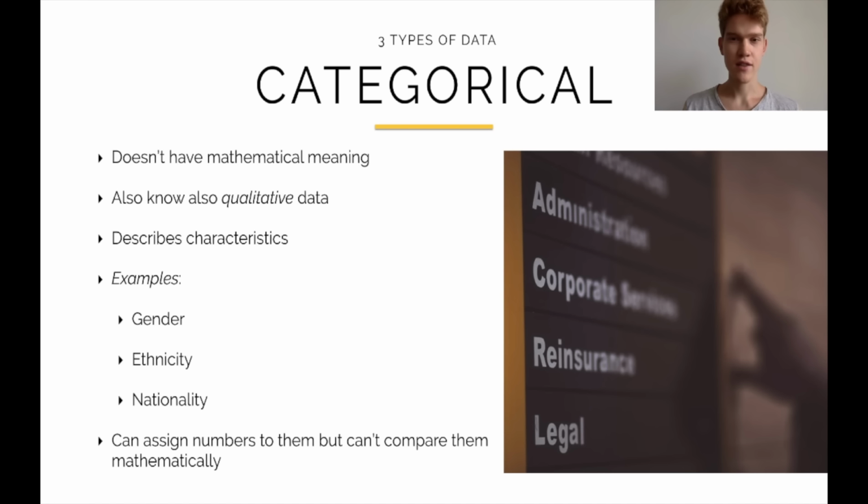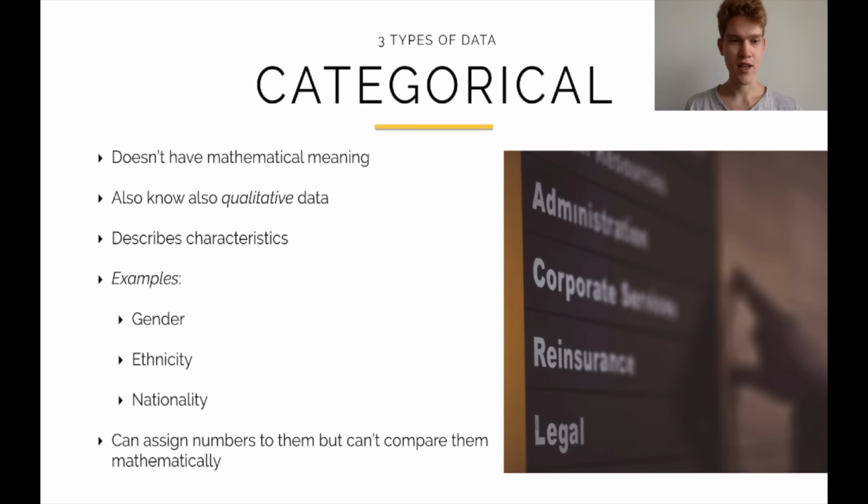Now, categorical data doesn't really have a mathematical meaning, and you may also know it to be qualitative data. Categorical data describes characteristics. A good example of this would be gender. Here, there is no real mathematical meaning to gender. Of course, if you have your data, you can say male is 0 and female is 1, but you can't really compare the two numbers, even though you assign numbers to them, and you may just do this so that your computer can understand, but it doesn't really make any sense to compare.